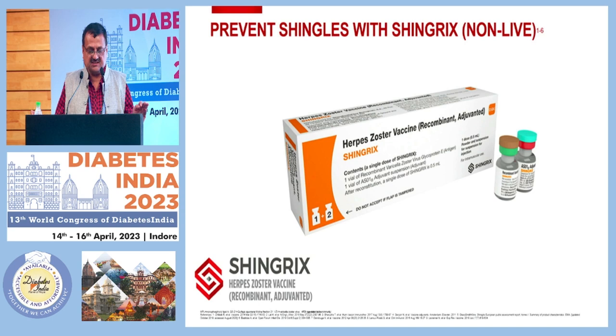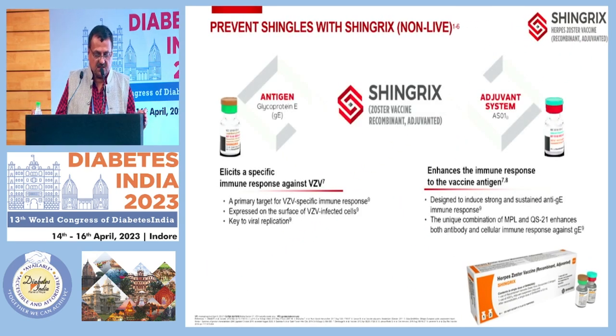Now, how to prevent this deadly disease? Shingles can be prevented with Shingrix, the non-live vaccine launched by GSK. It has the antigen glycoprotein E, and the zoster vaccine has an adjuvant system, AS01, which enhances the immune response to the vaccine antigen. It is designed to induce a strong and sustained anti-gE immune response, and the unique combination of MPL and QS21 enhances both antibody and cellular immune response against this gE. So that is the beauty, it will act at the cellular level also.